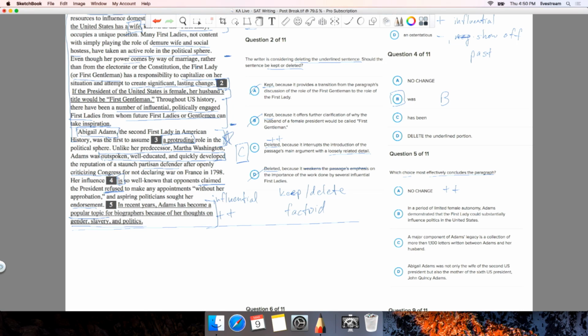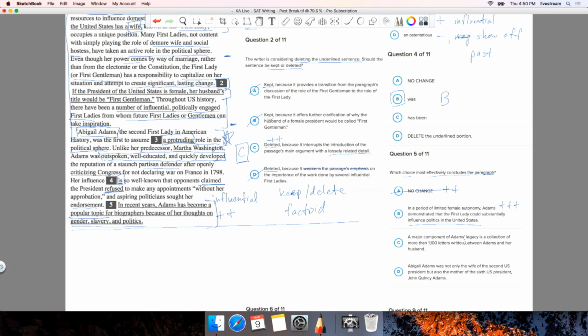And so she was the second First Lady and was the first to assume a prominent role. And so I want something positive that also ties back to this topic sentence. Okay, so let's take a look at B. In a period of limited female autonomy, Adams demonstrated that the First Lady could substantially influence politics in the United States. So yeah, that is very positive and also ties back to this influence politics in the United States. And then in the topic sentence over here, we're talking about an influential role in the political sphere. So I actually think that one works better than A, so I can go ahead and cross that one off.